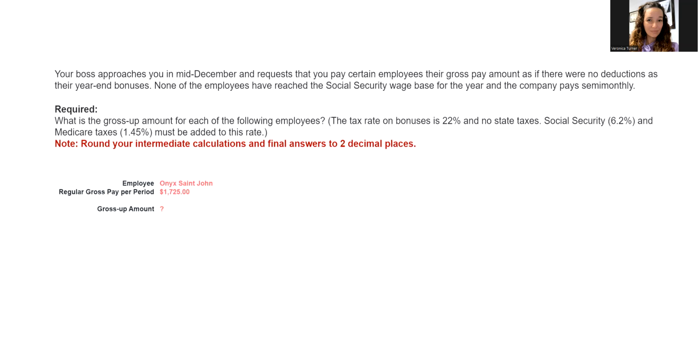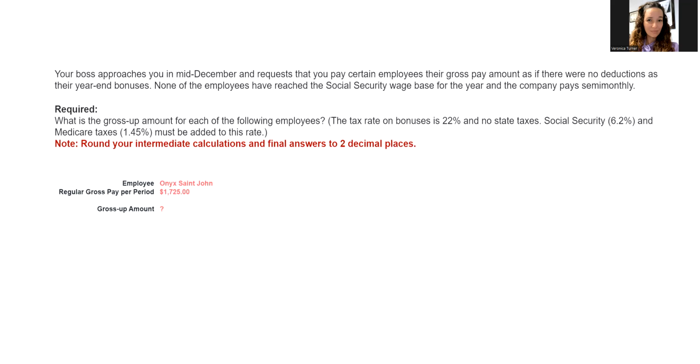This Chapter 5 question is in regards to grossing up payroll checks. The question is, your boss approaches you in mid-December and requests that you pay certain employees their gross pay amount as if there were no deductions as their year-end bonus. None of these employees have reached their Social Security wage base for the year, and the company pays semi-monthly.